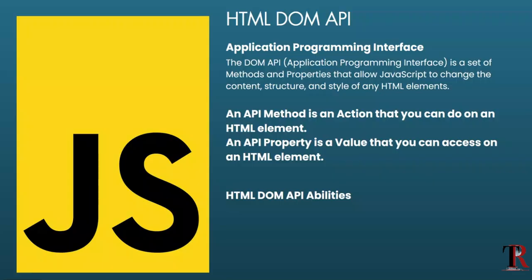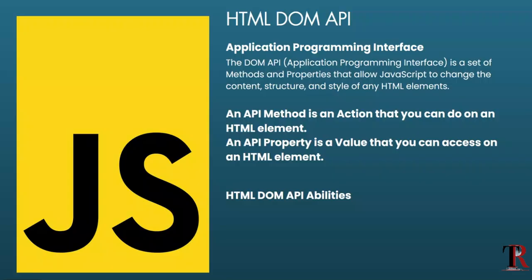The DOM API, Application Programming Interface, is a set of methods and properties that allow JavaScript to change the content, structure, and style of any HTML element. You can also put it this way: the DOM API is a set of tools and rules that allow programming languages, usually JavaScript, to talk to your web browser. Think of a DOM API as a bridge between your code and the actual web page.